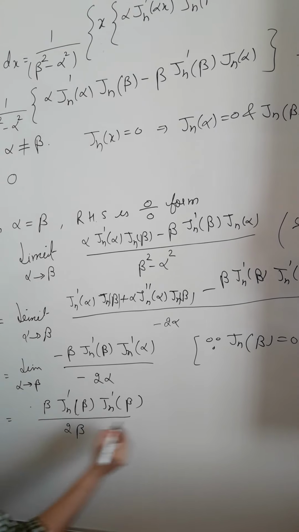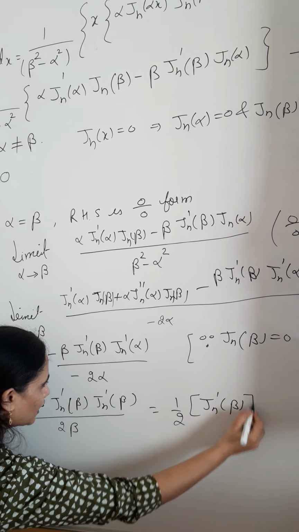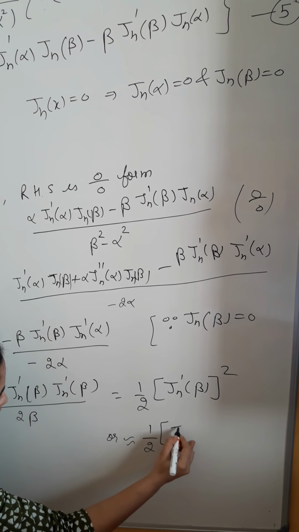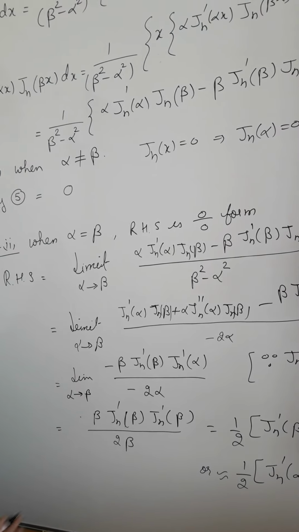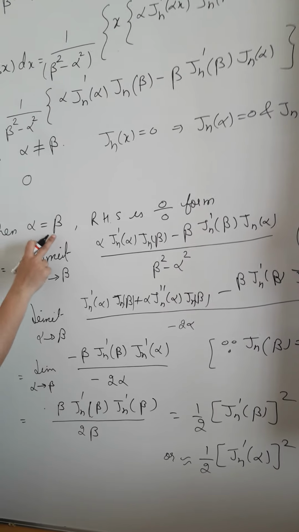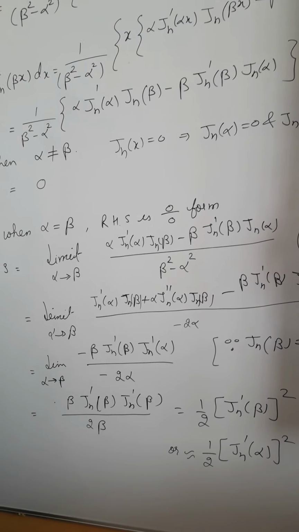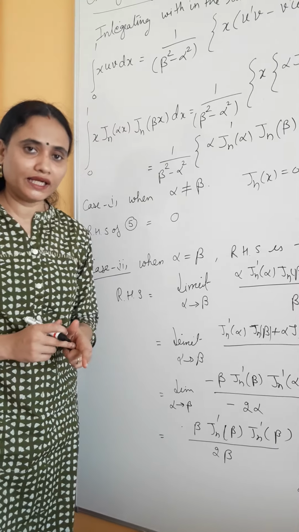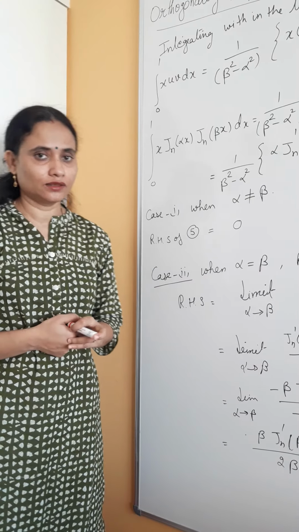So beta beta is cancelled. What are we getting here? 1 by 2 Jn dash beta whole square, or I can write this as 1 by 2 Jn dash alpha whole square, since alpha is equal to beta for this case. So we have proved that when alpha is equal to beta, this integral is equal to 1 by 2 Jn dash alpha whole square, and when this is not same, then value is 0. So here we complete the proof of the orthogonality property. Okay, so I hope it is clear. Please note it down and go through it again and again to understand it better.